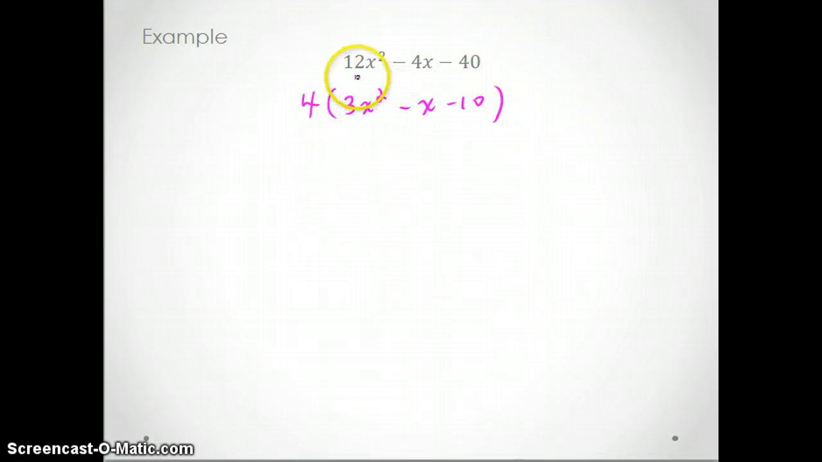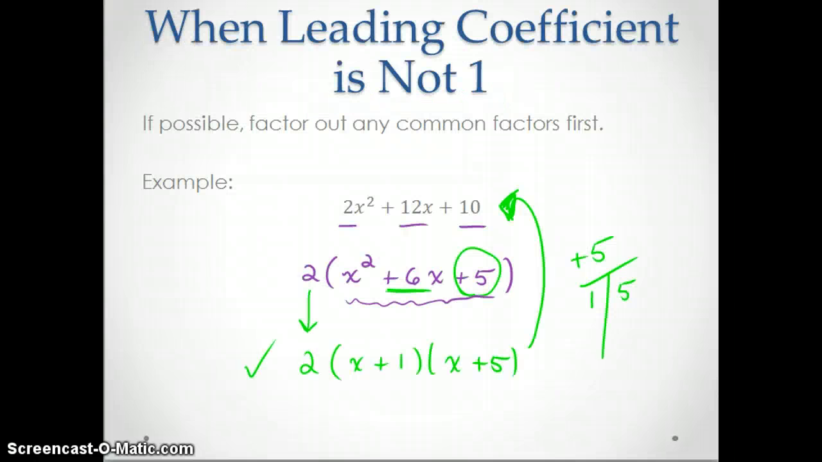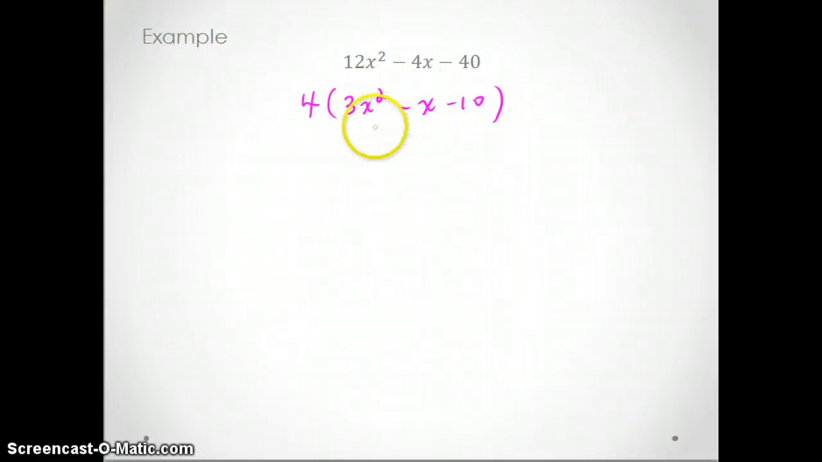4 times 3x gives you 12x. 4 times negative x gives you negative 4x. And 4 times negative 10 gives you negative 40. Okay, so this started off as what we did in the first slide here. Okay, but the second half is different. Because if we look at 3x squared minus x minus 10, we can factor that further. And in fact, these don't have any common factors, so we're going to have to use the method that we used in the previous two slides.